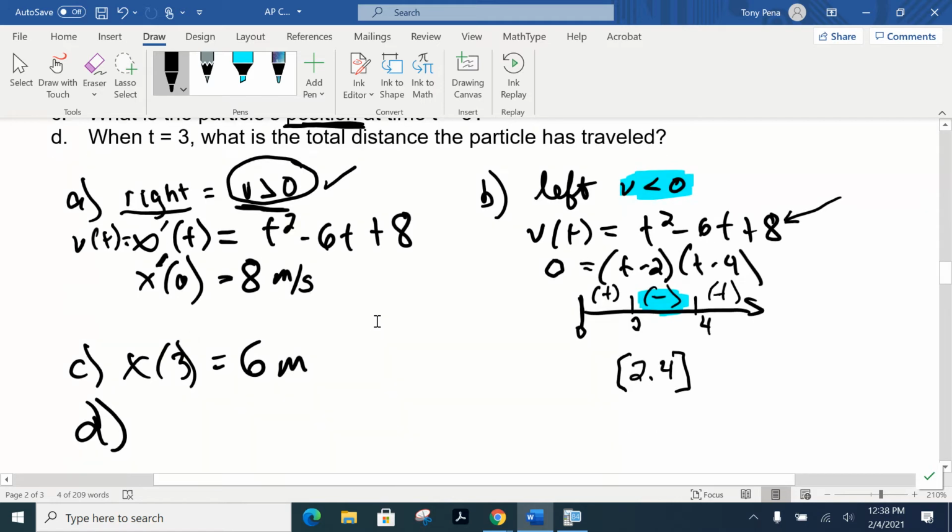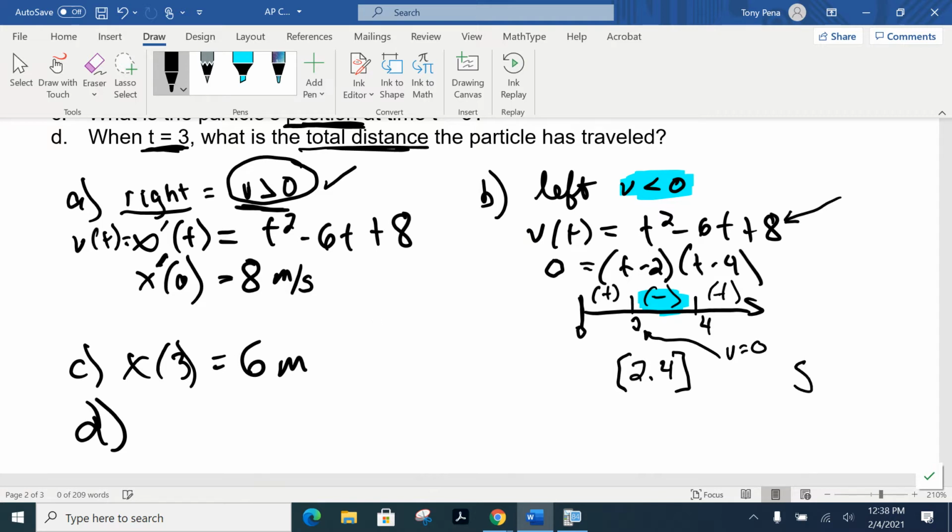Okay, let's see what we got here. So all I want to know: what was the total distance we had traveled after 3 seconds? Our old way of doing this, we would have had to see over here that we changed directions at 2, and we would have had to go from 0 to 2, 2 to 3, set up multiple integrals, do their absolute values.